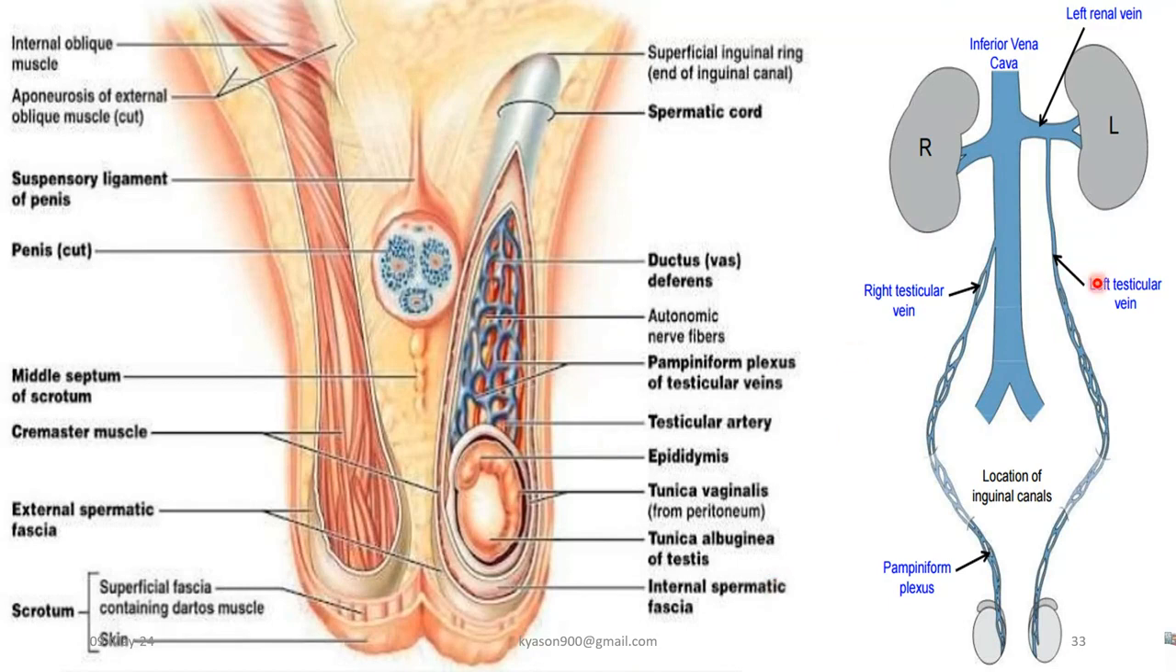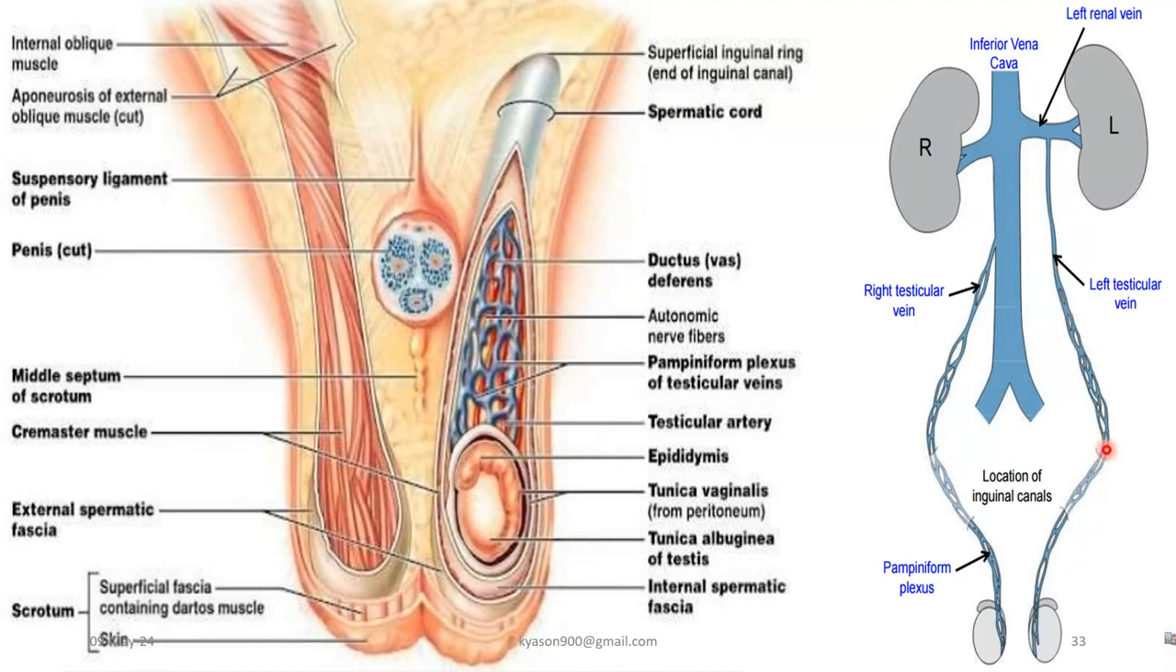Okay, so I was saying that the left testicular vein is going to join the left renal vein at a right angle, and this blood will enter the left renal vein into the IVC. Then this straight joins the IVC. Because the left testicular vein is joining the left renal vein at a right angle, there's a higher chance that blood can easily flow backwards.